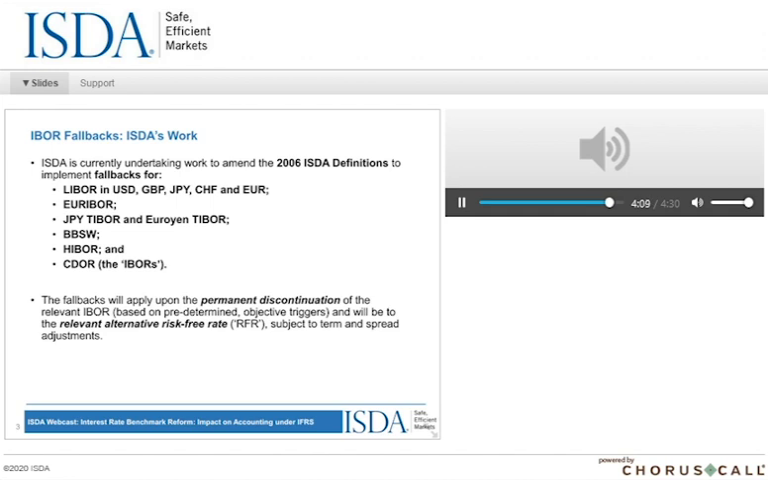There are fundamental differences between IBORs and risk-free rates. For example, risk-free rates are overnight rates and nearly risk-free, while IBORs incorporate multiple tenors and bank liquidity and credit spreads. Therefore, some adjustments are necessary to ensure that derivatives contracts continue working as closely as possible to the original agreement in the time of transition. The fallbacks will apply upon permanent discontinuation of each IBOR based on predetermined triggers. You can find a lot more information on our website.